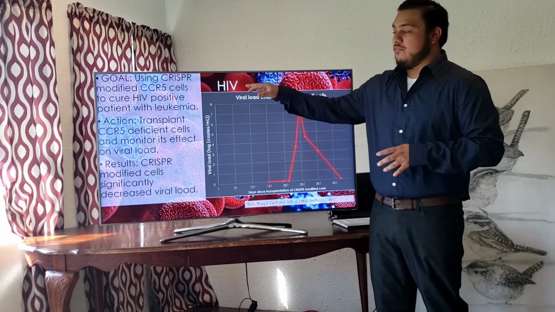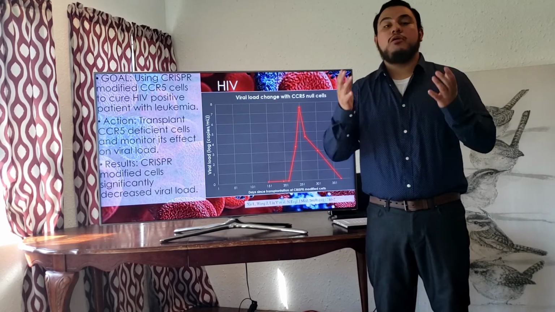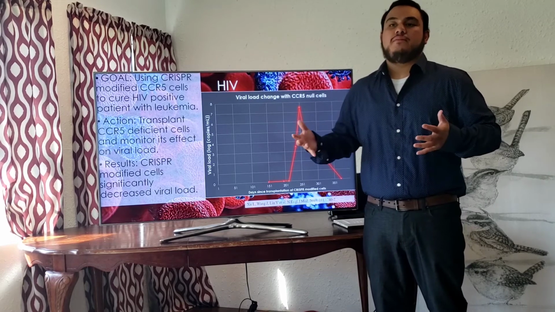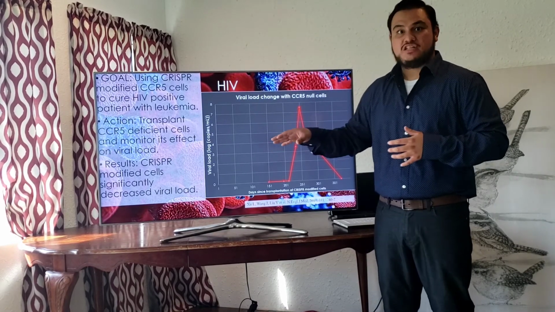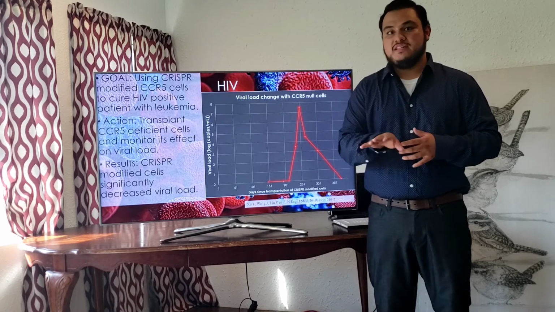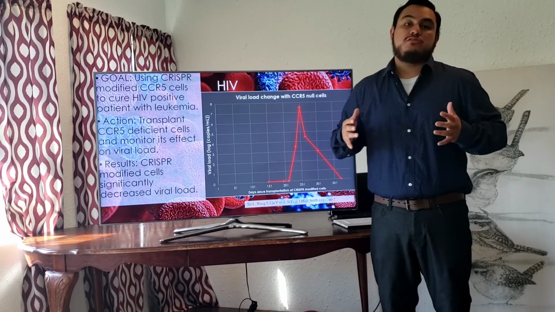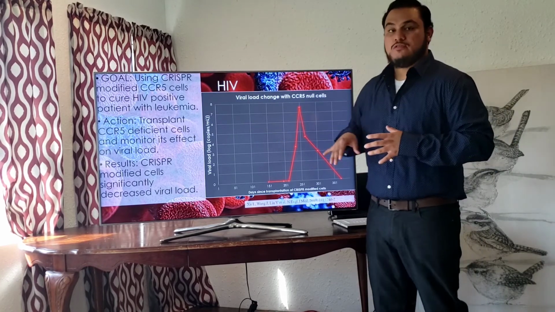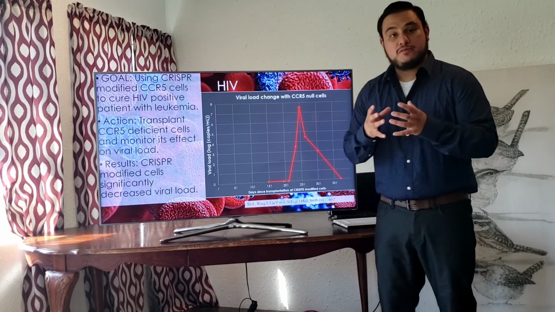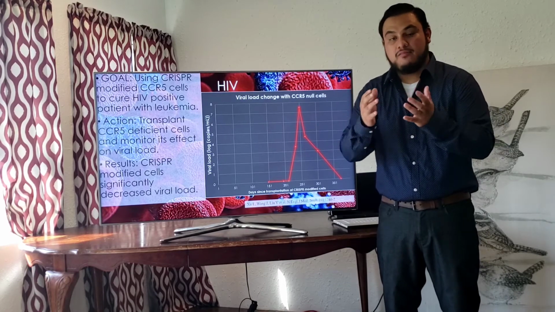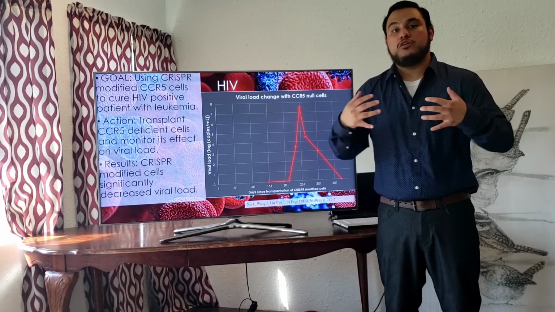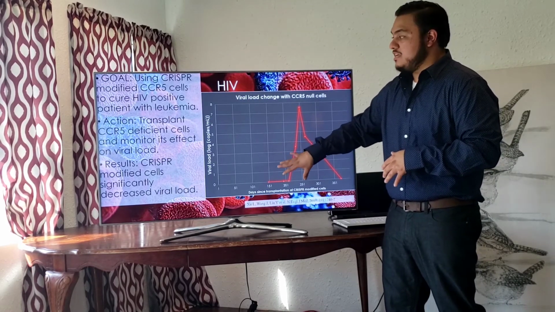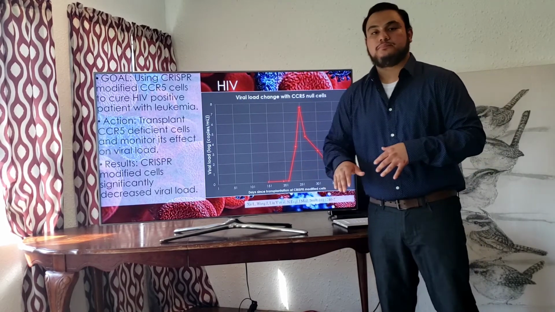So CCR5 is the gene that we believe is responsible for the spread of HIV. People who have a mutation in this gene are typically resistant, if not immune, to some of the main strains of HIV. So what they did is they said, well, let's get this patient who has HIV, let's get CRISPR to modify some cells and make them have no CCR5, no entryways, and then we'll transplant them into this human, and then we'll see how their viral load is affected.